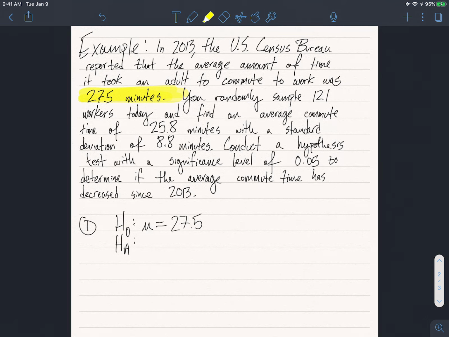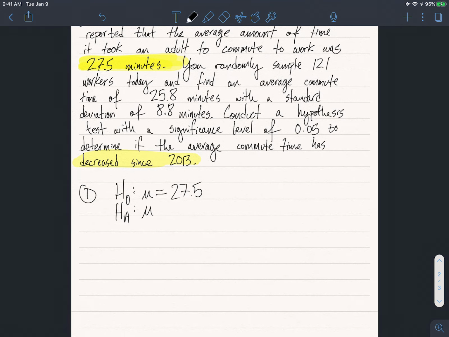And what are we testing against? Well, we're trying to determine if the average commute time has decreased since 2013. So we are curious to see if the average commute time, average being mu, is less than what it was in 2013, less than the 27.5, right? Just like with proportions, these statements should be exactly the same, right? The claim is that the average is 27.5, meaning equals, and the alternate is we're testing to see if it's actually less than that, to see if it's decreased since 2013. So the hypotheses have been set up.